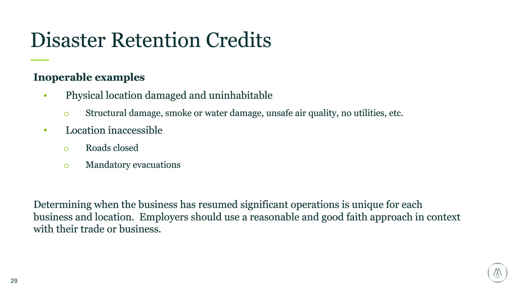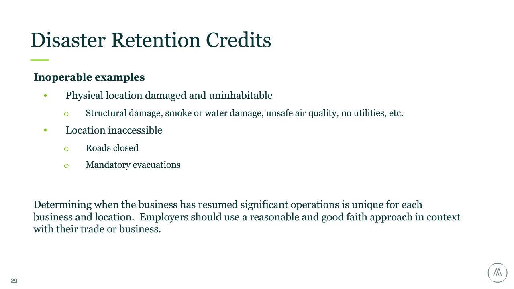So as I mentioned, inoperable is an undefined term. However, here are some examples of situations that had qualified in prior years as reasons a business became inoperable. For example, the physical location was damaged and it's uninhabitable. This could be structural damage, smoke or water damage, unsafe air quality, no utilities, things along those lines.